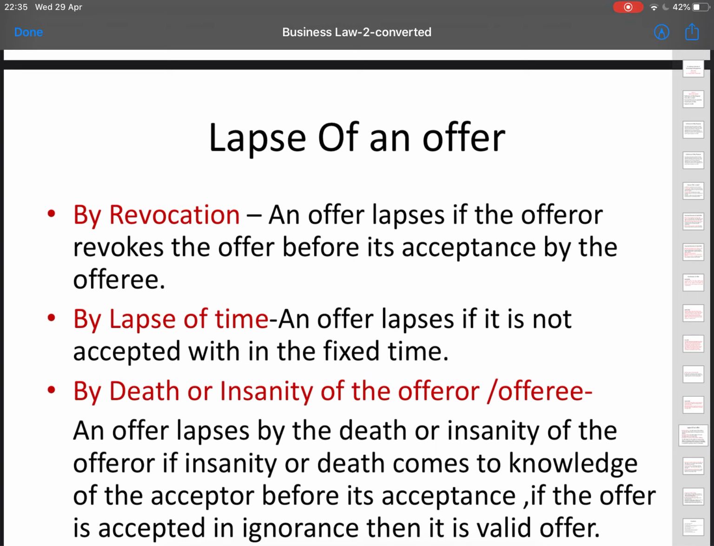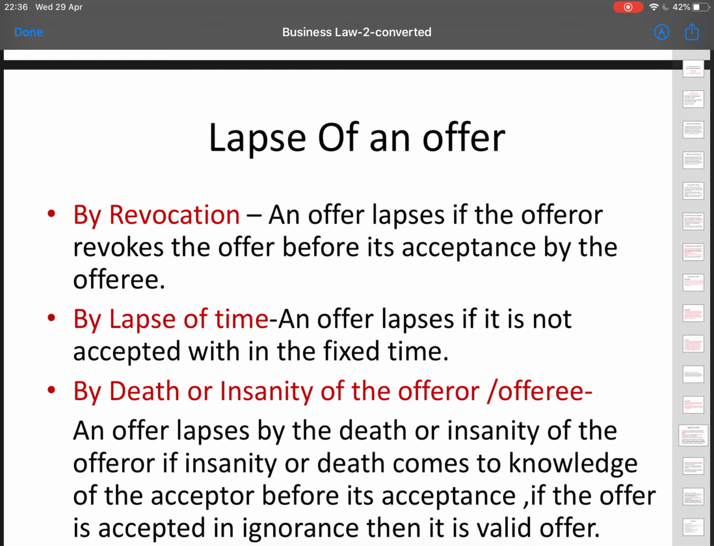An offer lapses if the offerer revokes the offer before its acceptance by the offeree. According to section 5 of the Indian Contract Act, a proposal may be revoked at any time before the communication of acceptance is complete as against the proposer, but not afterwards. For example, X of Agra offers by a letter dated 1st January sent by post to sell his car to Y of Delhi for rupees 2 lakh. Y accepts the offer on 7th January at 1 p.m. by a letter sent by post. Here X may revoke his offer at any time before 1 p.m. on 7th January, but not afterwards.